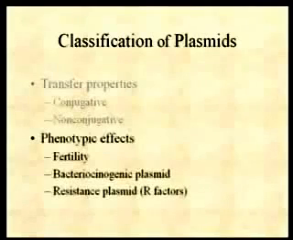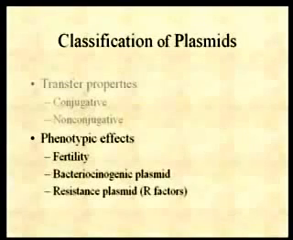Plasmids can also be classified on their phenotypic effects. The original, the F factor, was classified based on its fertility. There are some plasmids that are referred to as bacteriocinogenic plasmids. These are plasmids that make colicins, and colicins are proteins that kill other bacteria. Bacteria use these basically as a way of competing with each other. So if you're a bacterium competing for foodstuffs with some other bacterium, make a colicin that kills the other bacteria. And these are plasmid mediated.